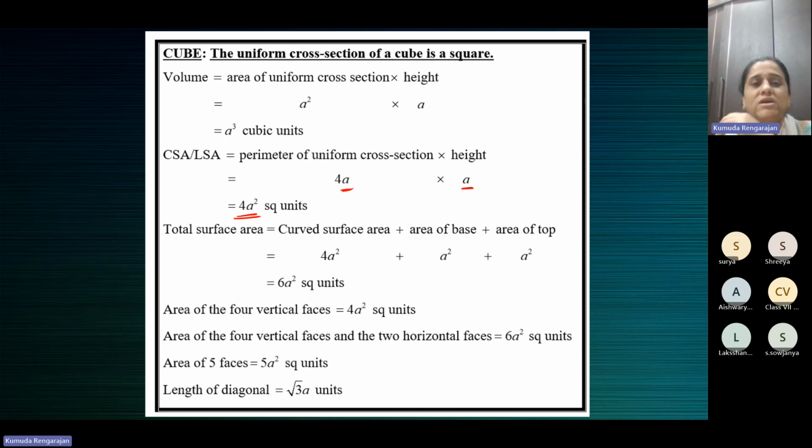And that's right, no? Because curved surface area has 4 vertical faces, each face a square. 4 faces, 4a square. So the total surface area is CSA plus area of the base plus area of the top. So 4a square plus area of the base, a square, plus area of the top, a square. So 6a square, the total surface area, the area of all the 6 faces.